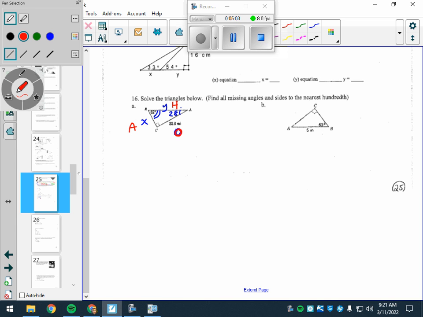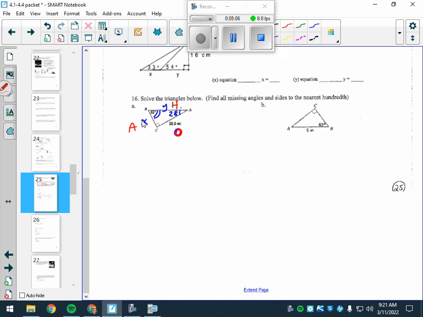So we need to use that 22.6, is that what that says? Okay, so we need to use the 22.6 in our calculations because that's the side they gave us. So to get x, I'm going to do opposite over adjacent. That's tangent. Tangent 62 equals 22.6 over x. To get y, I'm going to do opposite over hypotenuse, and that's sine. So sine 62 equals 22.6 over y.